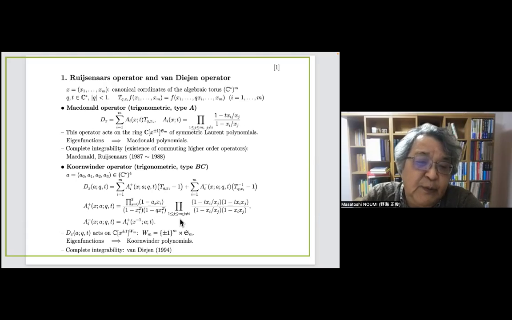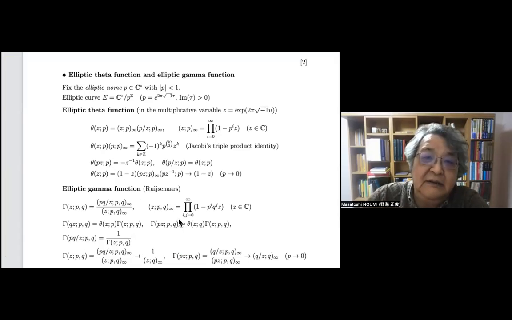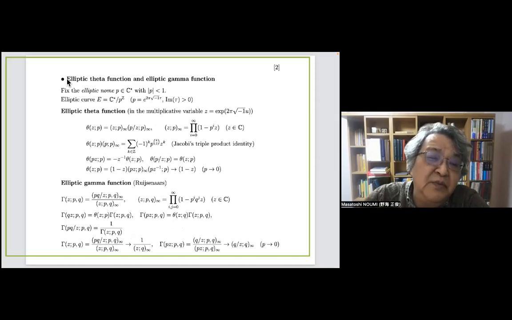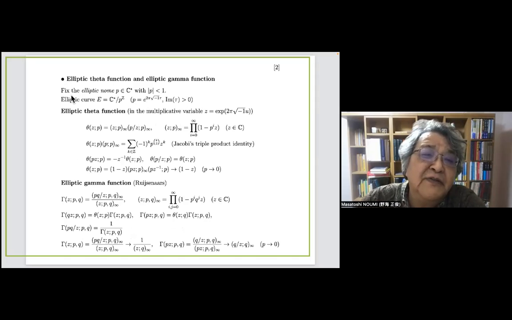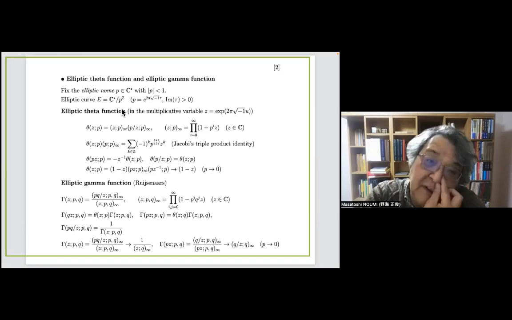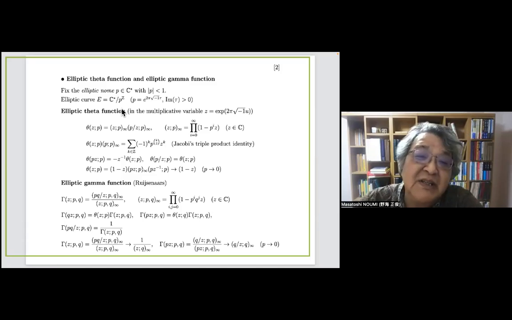Okay, so we consider the elliptic version of these things. I now move on to the elliptic version. So I first fix the so-called elliptic nome p, which has absolute value less than 1, and consider this elliptic curve. An important building block is the elliptic theta function. This is essentially Jacobi's elliptic theta function, but I use the multiplicative notation. And this is the standard notation of the p-shifted factorial, an infinite product. And this defines a holomorphic function in z.